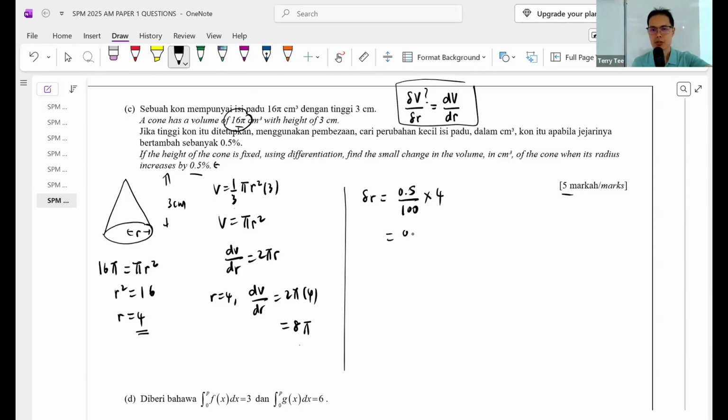2 divided by 100 is 0.02, right? That's your delta R, right? Okay, we know delta V divided by delta R equals dV/dR. dV/dR is 8 pi.